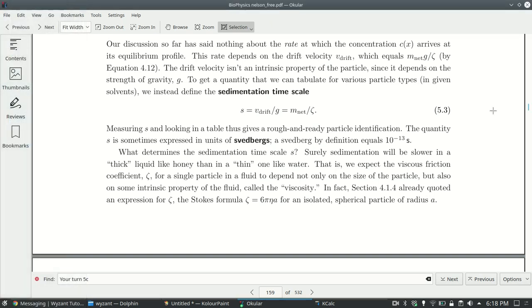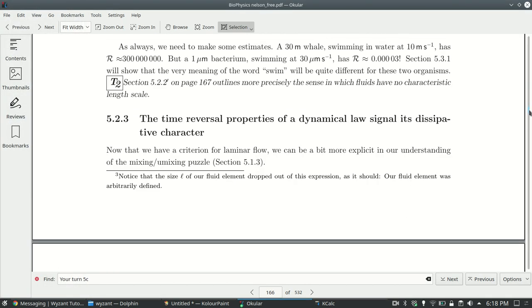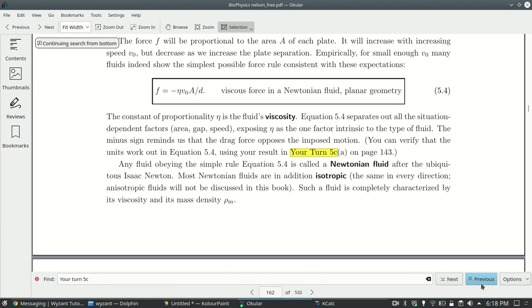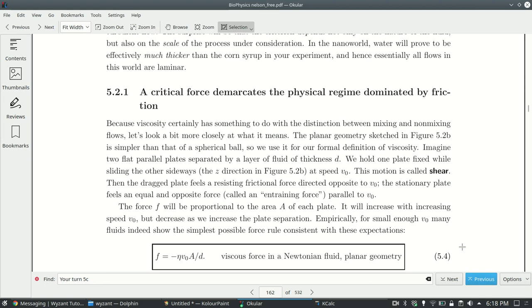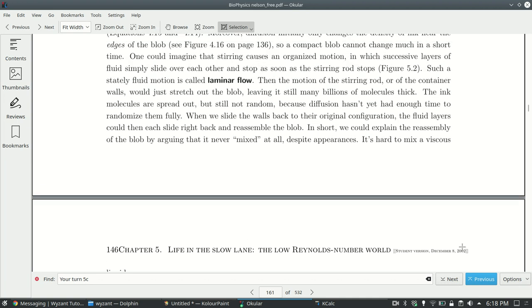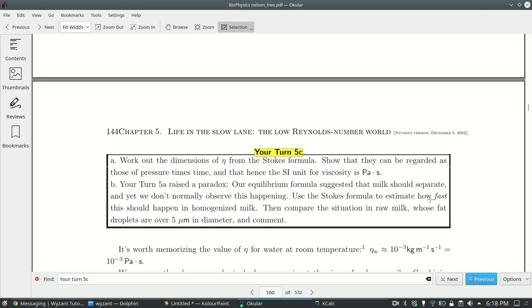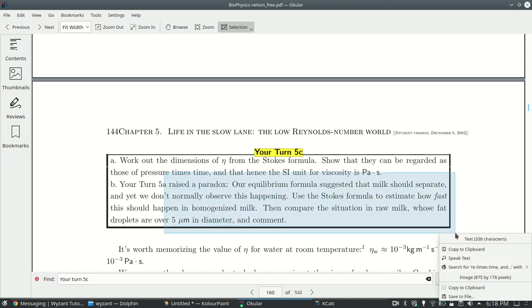And your turn 5c is a very kind gesture by your author here, because it tells you that 5a raised a paradox. Yes, that was a paradox. Our equilibrium formula, which we calculated to be infinity, suggested that the milk should separate. There should be none of it at the bottom and everything at the top. The fat should all be at the top.